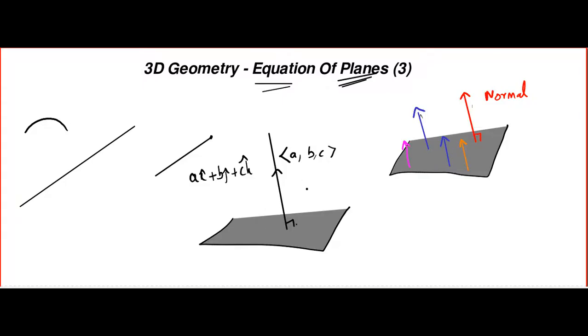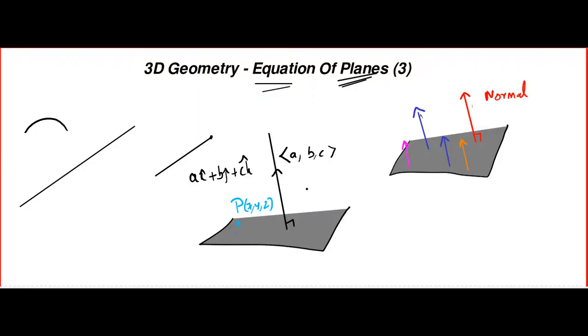So you can take any normal randomly and let the direction vector be ai plus bj plus ck, or the direction ratios be a, b, c, or the direction cosines be l, m, n. Okay, now what I'm going to do is I want to take one general point in the plane. So I'm going to take the point x, y, z.